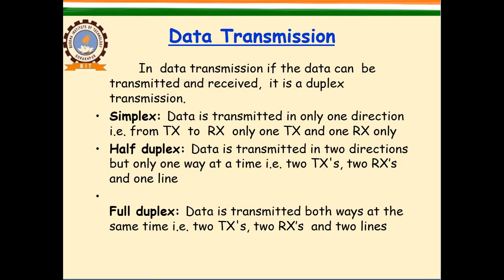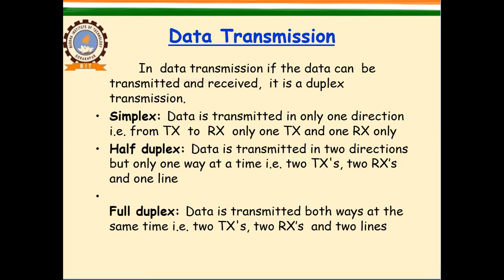In a half duplex, data is transmitted in two directions, but only one way at a time. Here, two transmitters and two receivers, and one line are needed. Between the two transmitters and two receivers, one transmitter and one receiver are working at the same time. Means both transmitters and both receivers are not working simultaneously. One set of transmitter and receiver is allowed to transmit or receive. So this is a half duplex system.